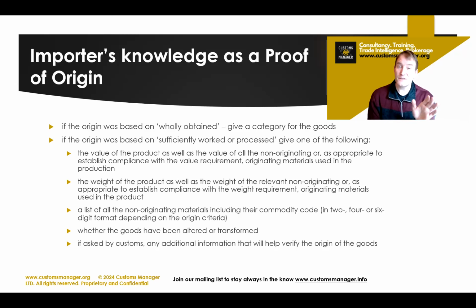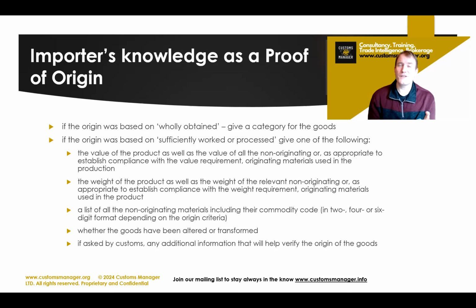And if the origin is based on sufficiently worked or processed, then there's a list of 5 things that you need to possibly provide, including, of course, the value or the weight or the list of materials that goes into the making of this product. And that, if you know rules of origin, then speaks directly to the 3 types of rules of origin that you can reasonably expect to see in a free trade agreement: the tariff shift rule, the value added rule, and the manufacturing or processing rule. And if that doesn't ring a bell, then please join our training, and then we'll sort it all out and discuss it all and calculate the rules of origin de facto for you.